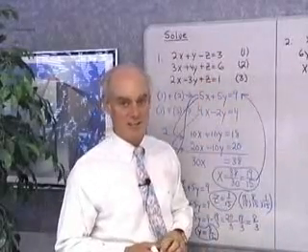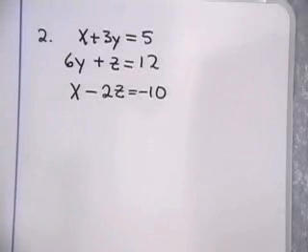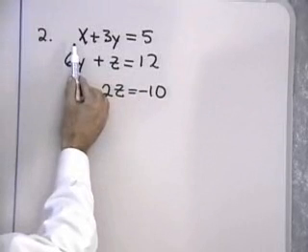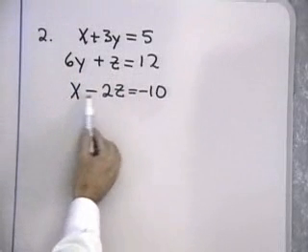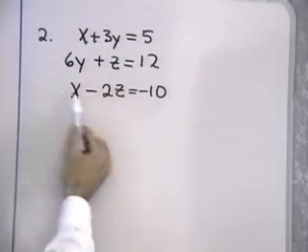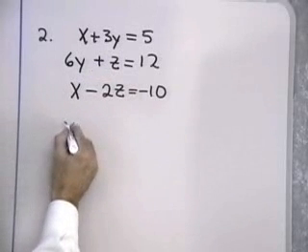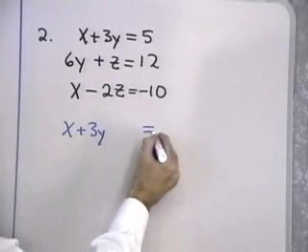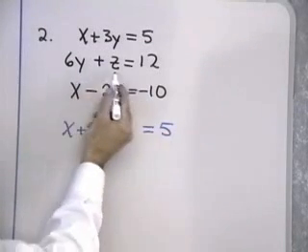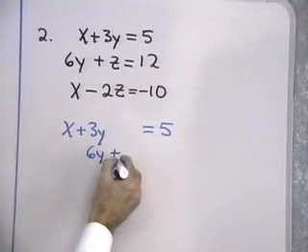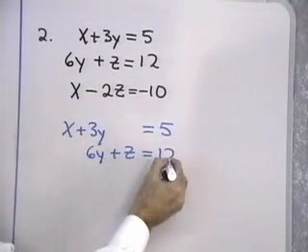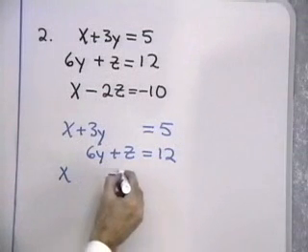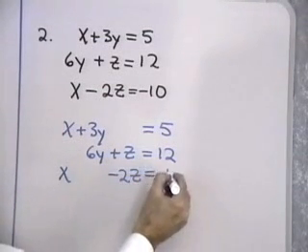Let's take a look at our next example. Notice in this system of equations right here, z has been eliminated from this equation. There's no x in this one, and there's no y in this one. I think it's easiest to solve the system if we rewrite it this way. X plus 3y, then we'll leave room for where z goes, is equal to 5. 6y plus z is equal to 12. And then x minus 2z is negative 10.